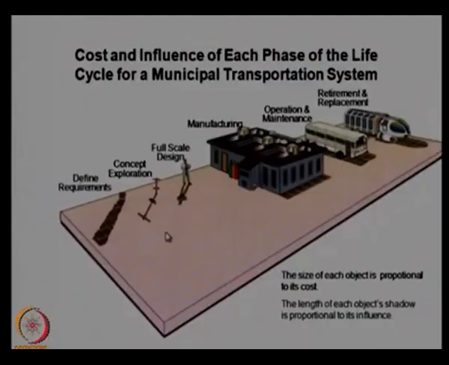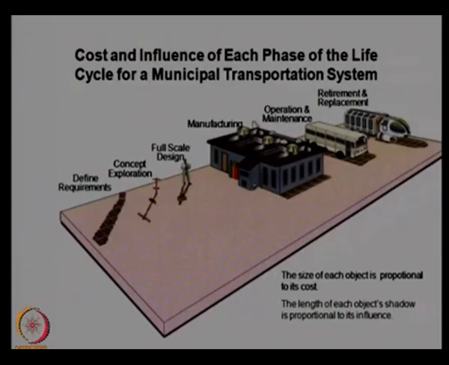This gives a comparison of the cost and influence of each phase of the life cycle for a particular system. For any engineering system, the cost will vary on this scale. You can see here the size of each object is proportional to its cost, and the length of each object's shadow is proportional to its influence. The influence of the requirement definition is very large, as you can see from the size of the shadow. So the influence of this is much higher than the influence of the retirement or replacement or the manufacturing cost.